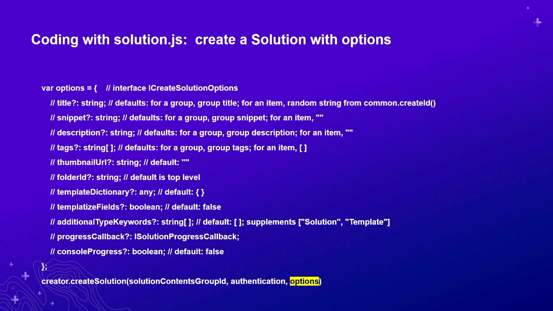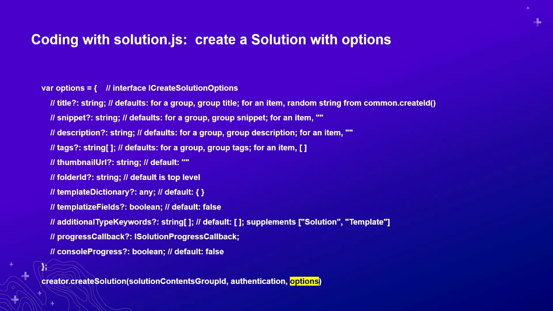So a third option for create solution is options that has different things you can add to tweak the creation of the solution, like changing the title or adding to the tags, or just different keywords. Now you see we have the additional keywords. We have solution template. When we create a solution, it has the type keyword solution and template, and that identifies it as different from a solution deployed, which is the one that results after following deployment.